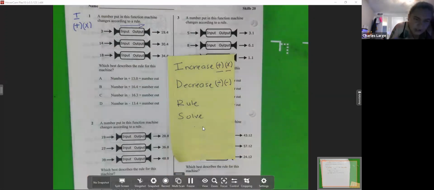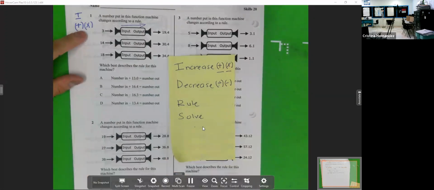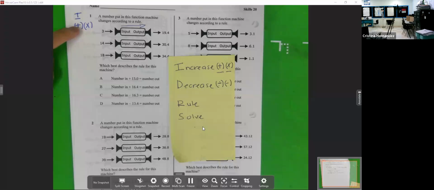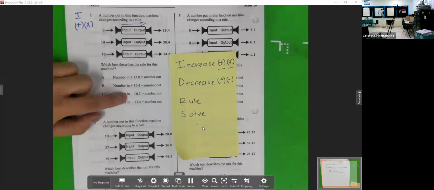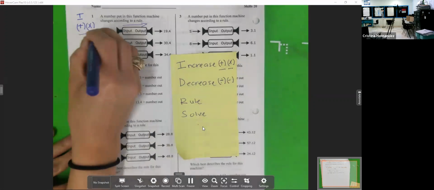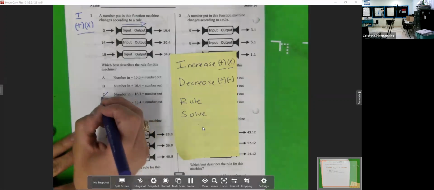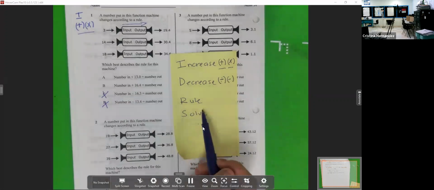The next step, before they even try to work anything out, is to look at our answer choices and see which ones don't have multiplication or addition. Like plus 13, plus 4, or plus 16.4. There's subtraction and there's subtraction. If they know they're increasing, they can get rid of C and D to help them a little bit. Now they have to figure out which rule it is and solve.